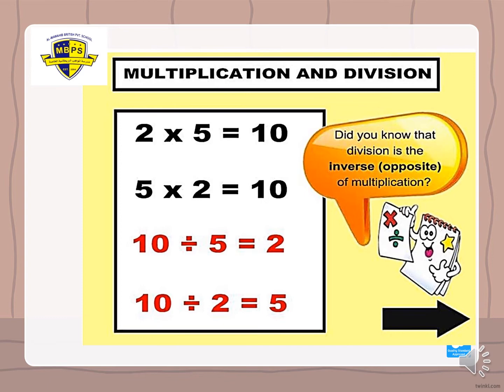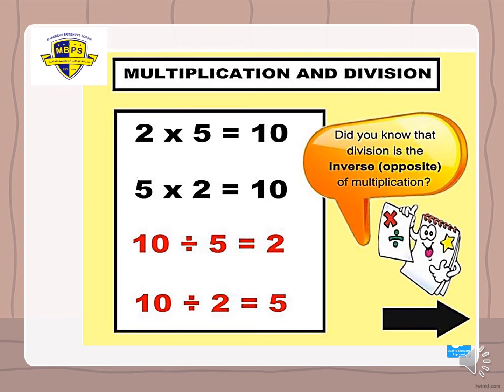Multiplication and division. Do you know that multiplication is the opposite of division? If you go back to the example of the apples, you will find that we have 10 apples. We divide the 10 apples by 2. It's equal to 5. Then we got 2 groups of 5. 2 groups of 5 equal 10. So division and multiplication, they have an inverse relationship. Division is the opposite of multiplication.